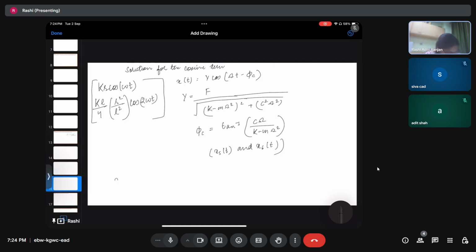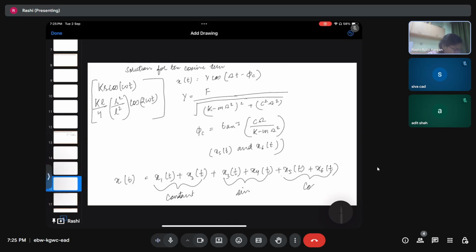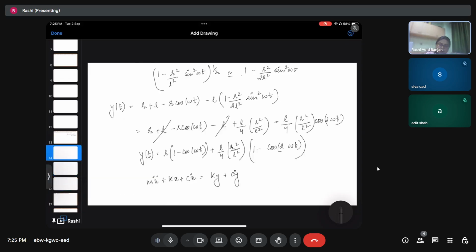So the final equation for the solution can be written as a sum of every single term that we have obtained. Okay, this was because of the constant, this was because of sine, this was because of cos, and this is going to give us the final solution. I will not get into deriving every single term; you can do that on your own, and that will be a good exercise for you as well.